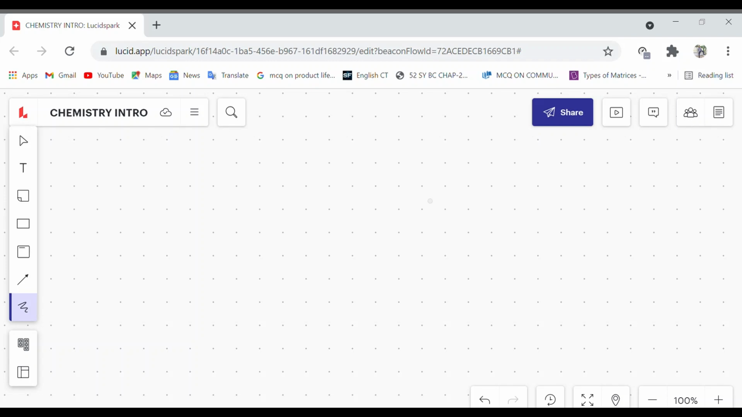So let's begin with the introduction of chemistry with the concepts of classical mechanics and quantum mechanics. And let's create a differentiation among them.